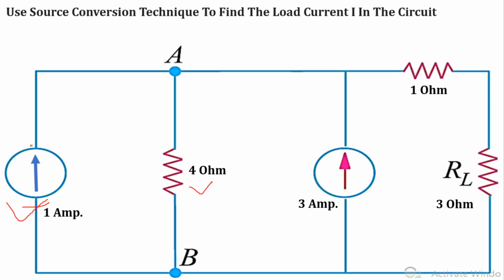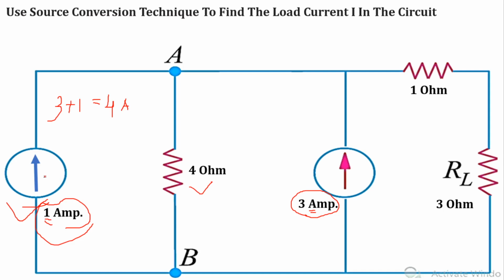Now we can add these 2 current sources, 1 ampere current source and 3 ampere current source, because both the current sources have the same direction. So we can merge these 2 parallel current sources into a single current source. So this is the 3 ampere current source, it is having a direction of upward. This is the current source with magnitude 1 ampere, it is also having the same direction as this 3 ampere current source. So we can replace these 2 sources with a single source which is having a magnitude of 3 plus 1 is equal to 4 ampere.